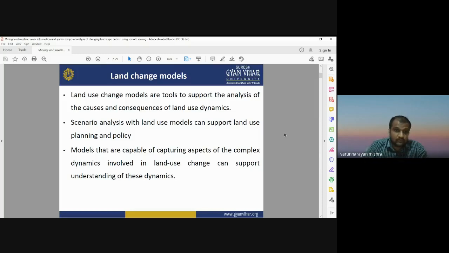Most of the land change models are capable of capturing different aspects of the complex dynamics. Because land use dynamics, or the changes in land use and land cover, are very complex phenomena. They involve several factors and several variables. So the models can easily capture different aspects of the complexities of the dynamics in land use and land cover. That can also help identify the important factors and important variables during this kind of landscape dynamics.